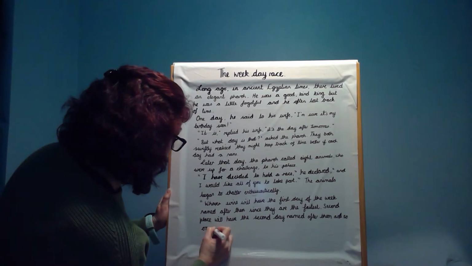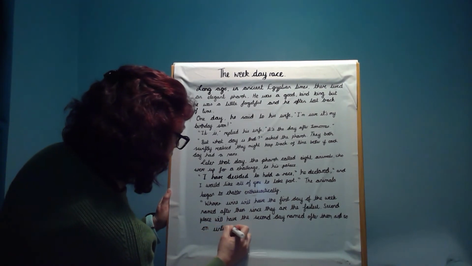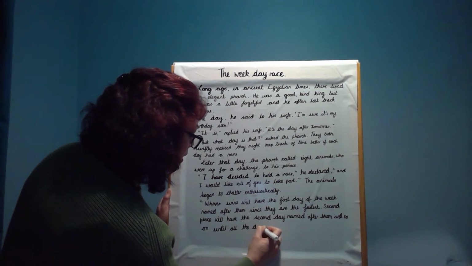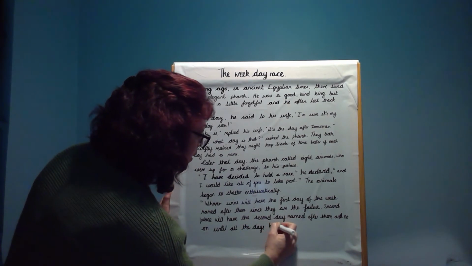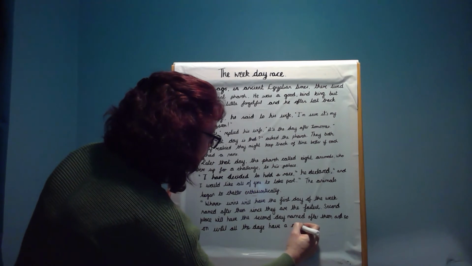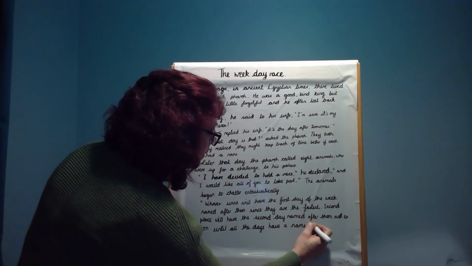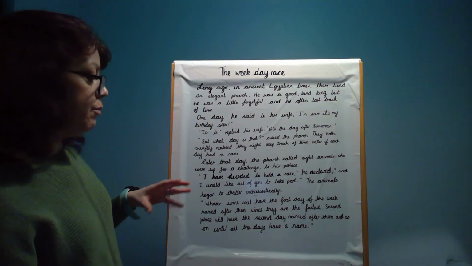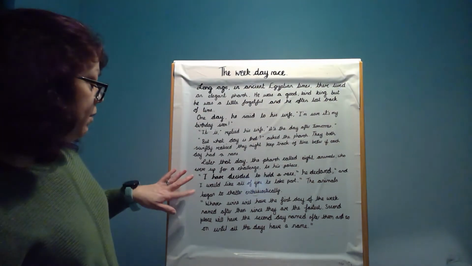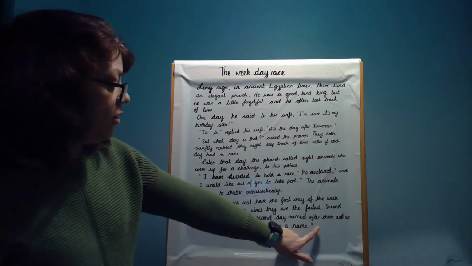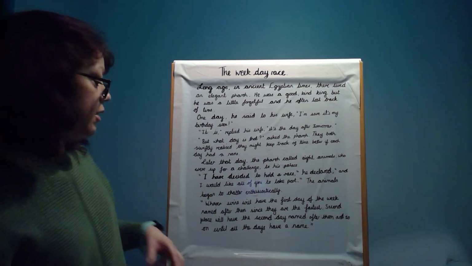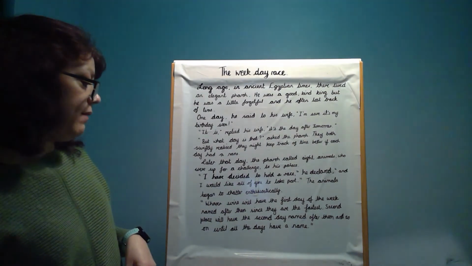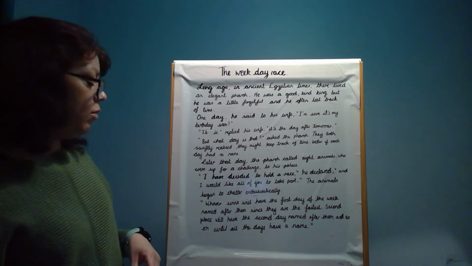And so on until, there's another subordinating conjunction, all the days have a name. And there's my closing speech mark. So it was a great big long piece of speech. And remember, we haven't broken that with saying who said it in the middle. So I've got my speech marks at the very beginning and then I've got them at the end after my full stop. Okay, so whoever wins will have the first day of the week named after them, since they are the fastest. Second place will have the second day named after them, and so on until all the days have a name.